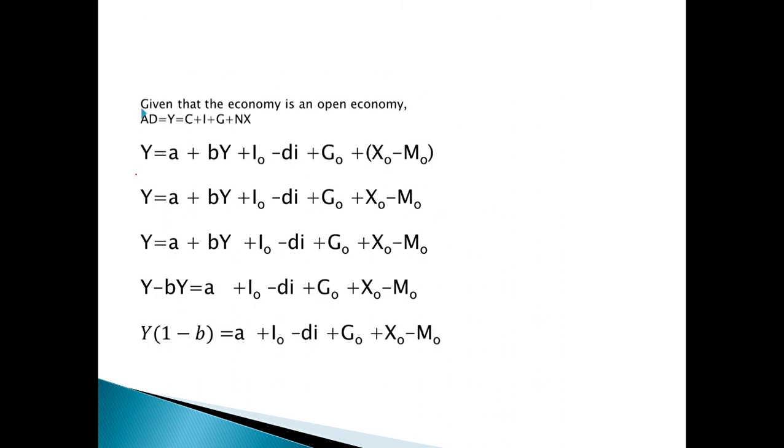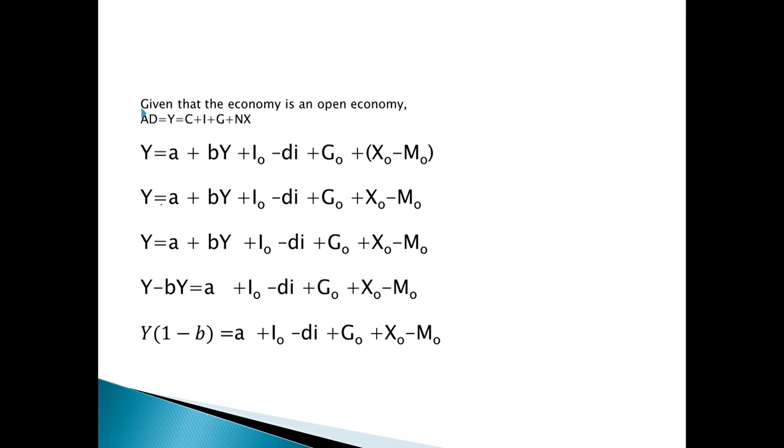Here we are going to substitute for C, I, G, and NX. C here can also be written as A plus BY. I here can also be written as I naught minus Di. The G here can also be written as G naught, and NX can also be written as X naught minus M naught.